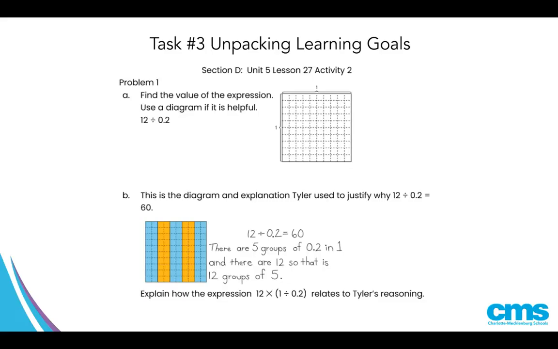The Section D task is an interesting one because students are given one whole. But the problem is about 12 wholes. Students may feel stuck in Part A, but Part B shows a strategy that a student used to solve the problem. Finding how many groups of 2/10 are in one whole, and then multiplying that by 12.